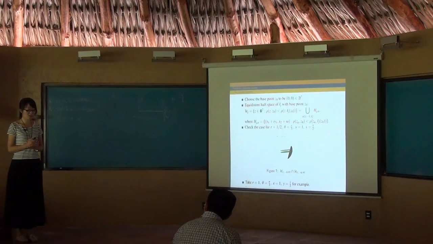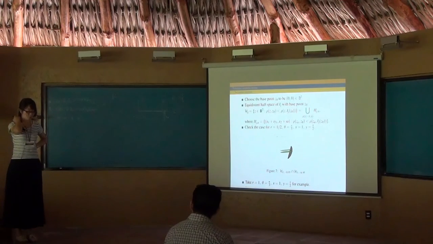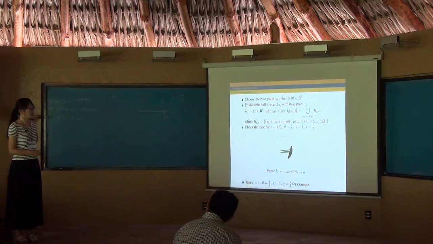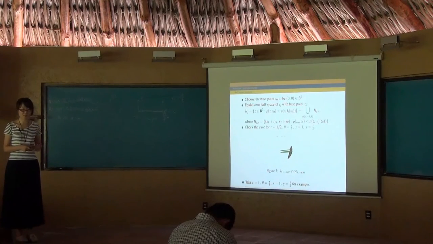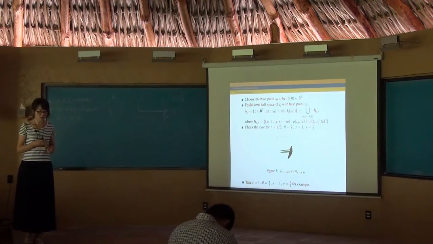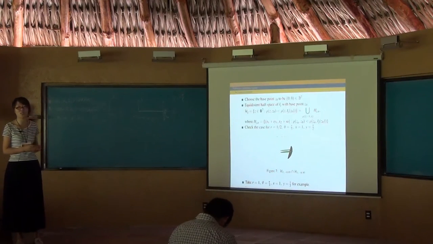Actually, I tried to give a rigorous proof of whether each pair of two sides do not intersect, but it is very, very difficult. So I just have some computer simulation using Mathematica. It shows that if we take r, theta, x, y to be these four values, then they will intersect. That means it's not a very good choice for us.